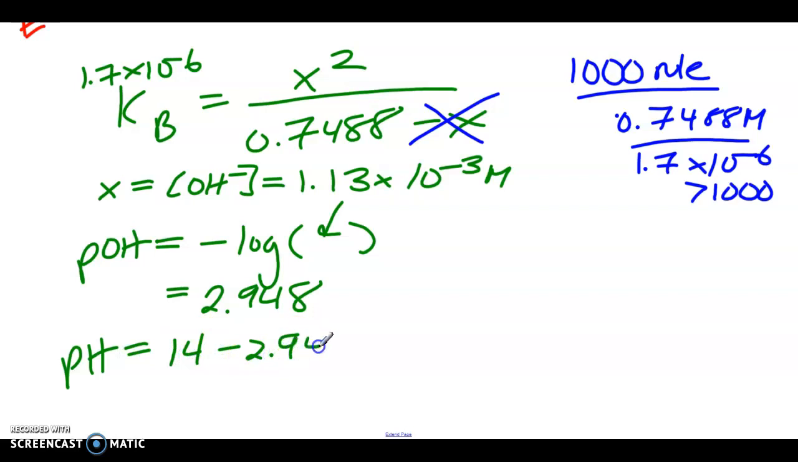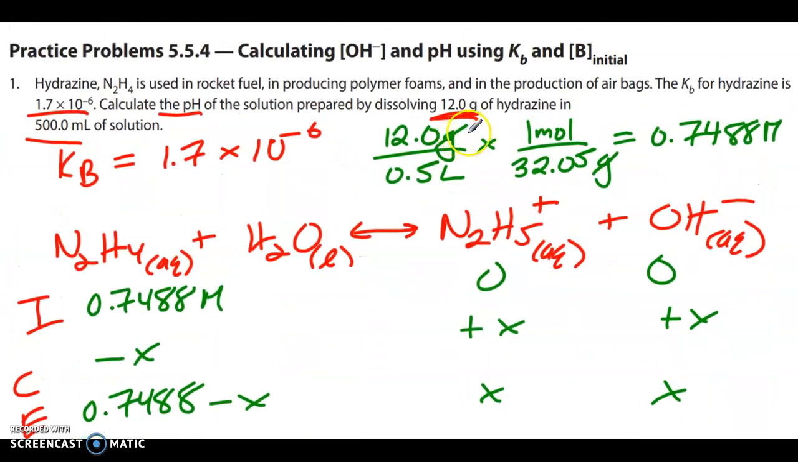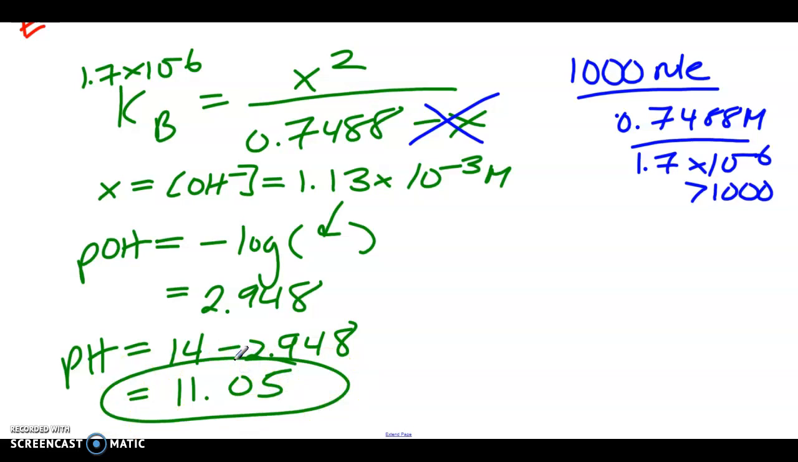14 minus that value. And we need this to, how many sig figs? So we have 3, 2, so 2. So this is going to end up being 2 decimal points, so 11.05 for the pH.